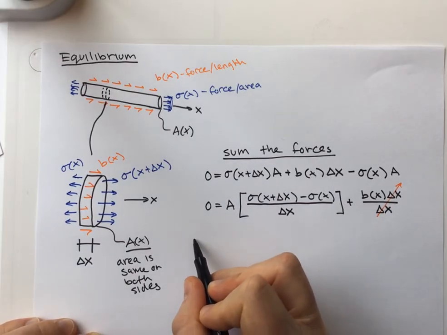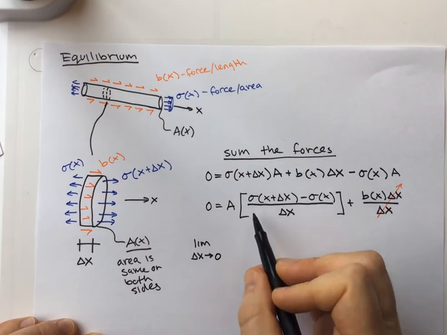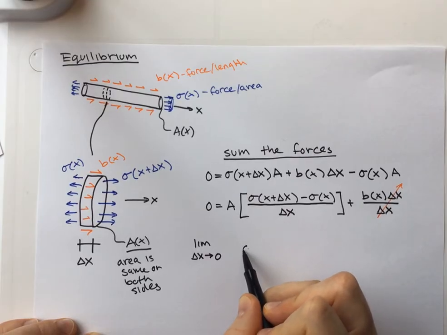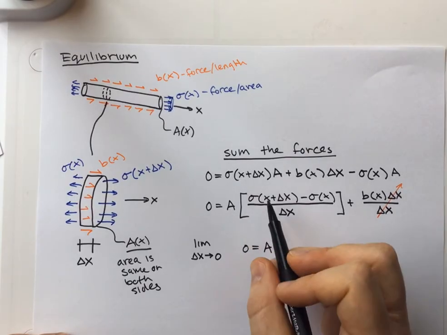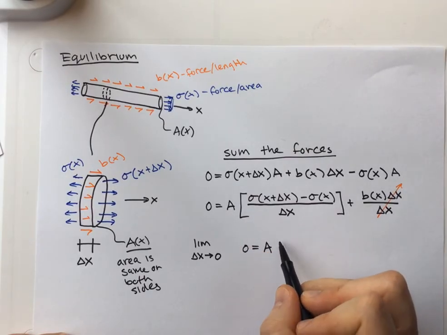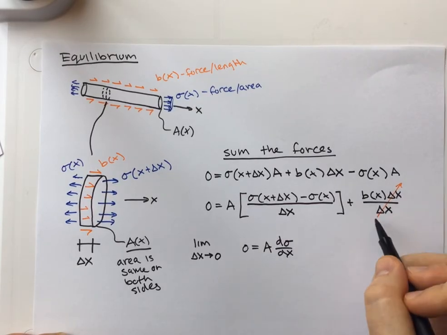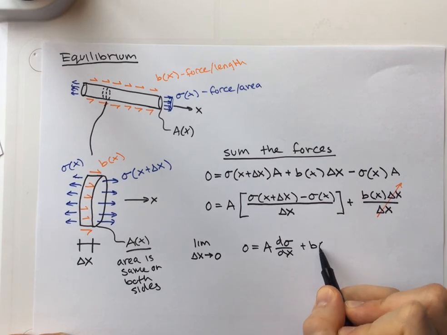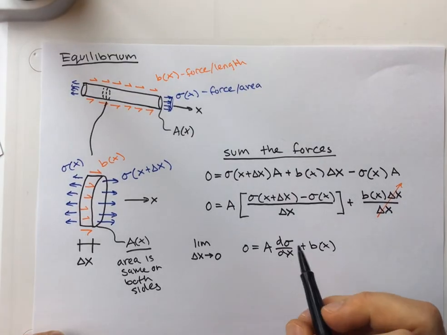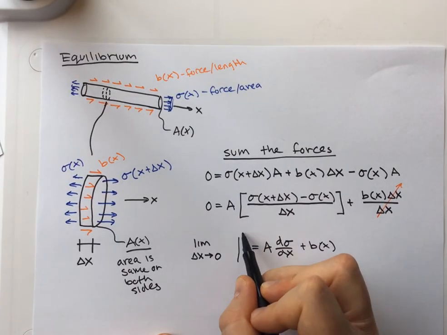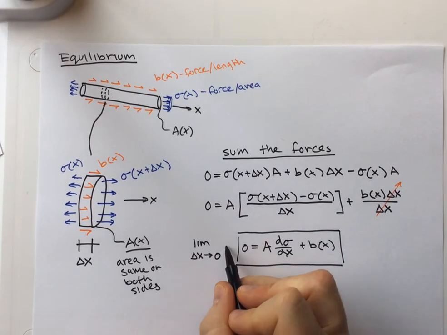And if we say, what is the limit of this expression as delta x goes to 0, what we're going to find out is that we get an expression that looks like this. So 0, we're still going to have the area. This now becomes the derivative of the stress with respect to x. We still just have B over there. Doesn't change that side of the equation. And here is our equilibrium equation. Put this in.